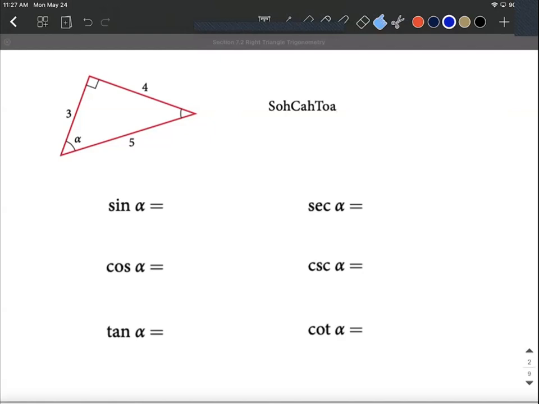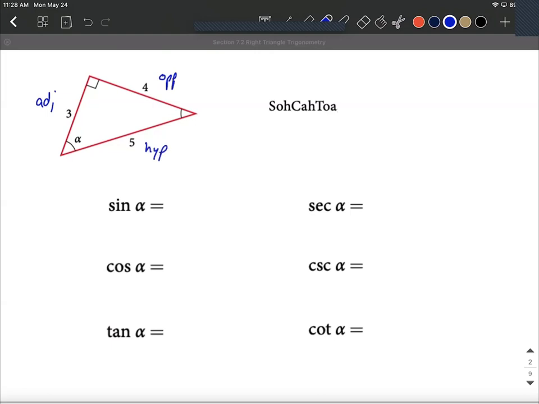So the first thing I'm going to do is label my triangle, opposite, adjacent, and hypotenuse, based on which angle we're focused on. In this case, alpha is in the bottom left of this triangle. So let's go ahead and label. Opposite is going to be the side length opposite that angle, so 4 is going to go as opposite. Adjacent is going to be the 3. And then the hypotenuse is always going to be across from the right angle. So the 5 in this case is going to be the hypotenuse.